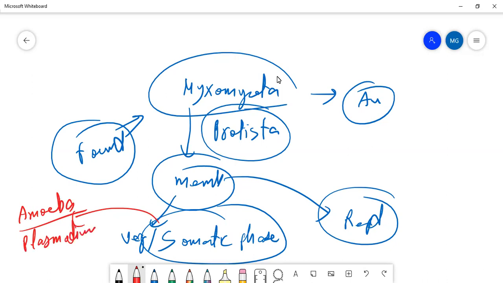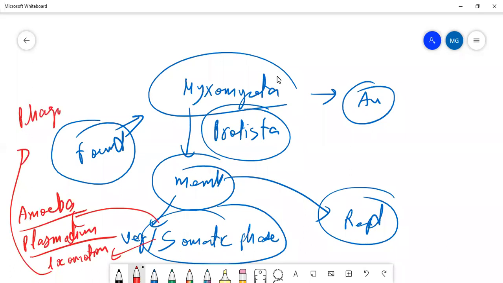It is very similar to amoeba. It is very similar to plasmodium. Matlab, it can move by phagocytosis. It shows movement, it shows locomotion. Locomotion by what? Locomotion by phagocytosis. Okay. So if you look at the vegetative structure of myxomycota, this is very similar to amoeba, or it is very similar to plasmodium.